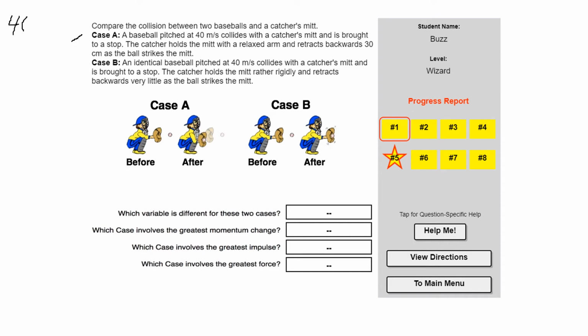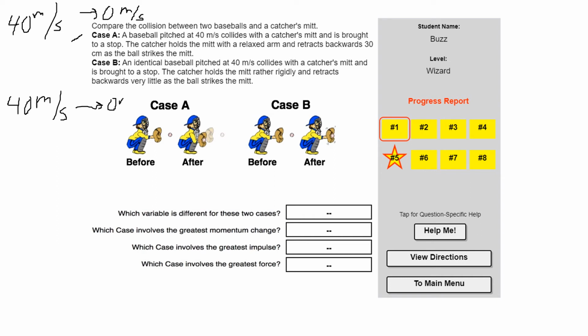I'm just going to keep that aside, and it goes to 0. All right, so it's going to be a change in velocity, really the change in momentum. An identical baseball, meaning it has the same mass. Oh, sorry. The catcher's mitt with a relaxed arm retracts backwards 30 centimeters as the ball strikes the mitt. Okay, cool. An identical baseball, same mass, is pitched at 40 meters per second, and collides with a catcher's mitt and is brought to a stop, so it goes to 0.